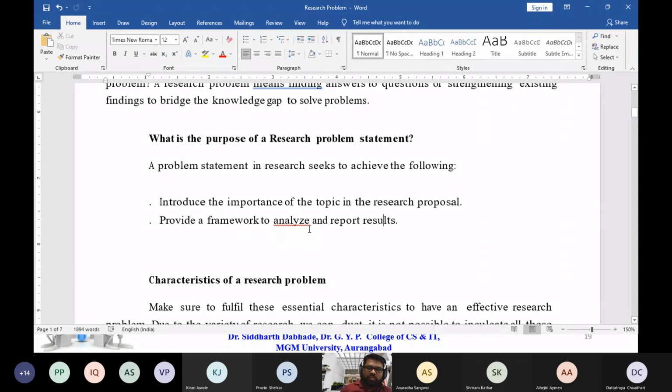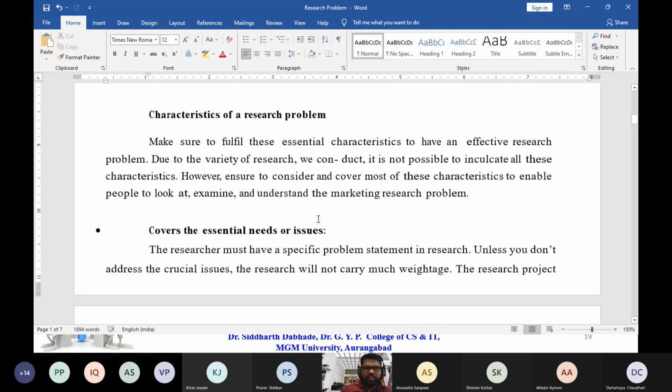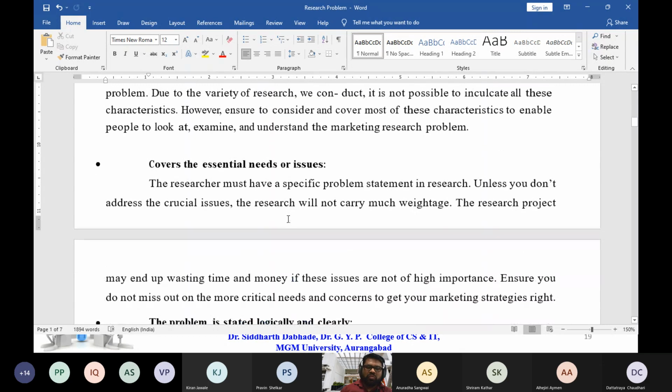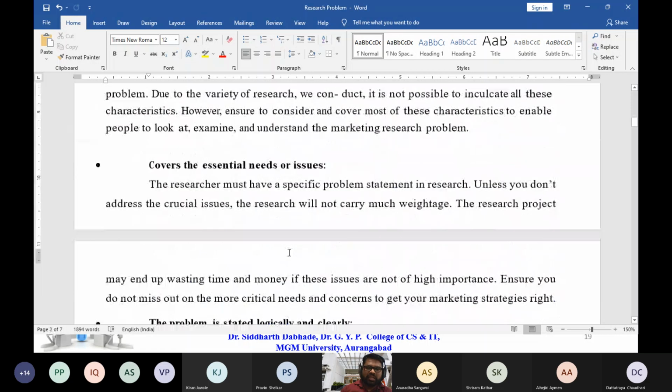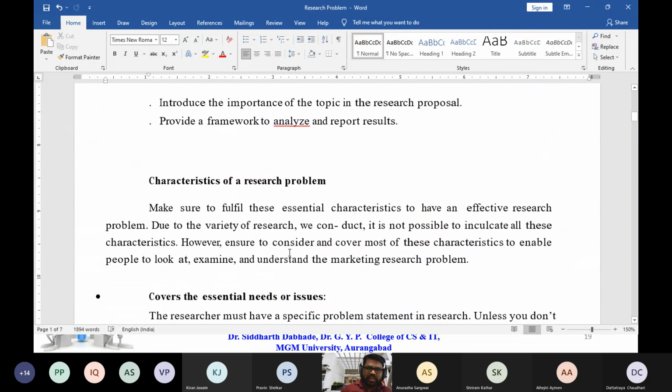You need to frame a framework or analyze the existing reports and their outcomes. That is the kind of research purpose we require, the purpose of your research work. And what are the characteristics of this research problem? Whenever we try to find out the research problem, we need to follow certain things, or certain characteristics that should be covered under your research work.